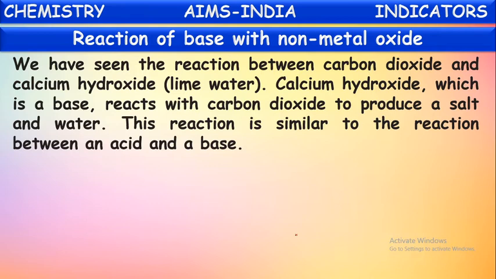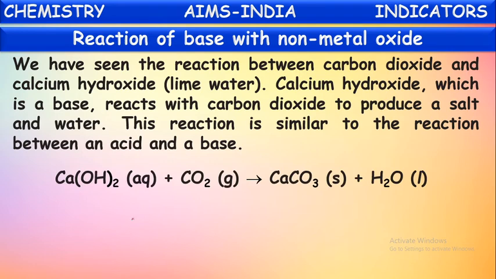Calcium hydroxide, which is a base, is reacting with carbon dioxide to produce a salt and water. What salt is formed in that? Calcium carbonate salt is formed, along with water. This reaction is similar to the reaction of acids with bases, isn't it? In the reaction of acid and base, they form salt and water. Here, carbon dioxide is also forming salt and water on reaction with a base. So this is similar to the reaction of an acid with a base, isn't it?